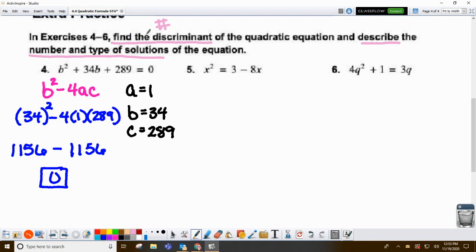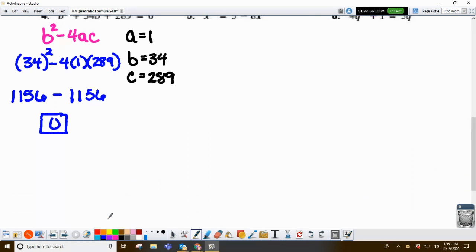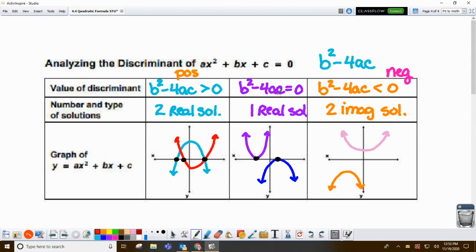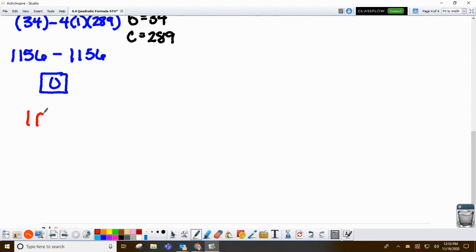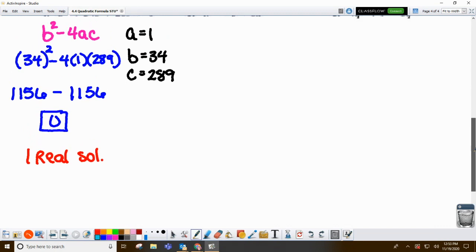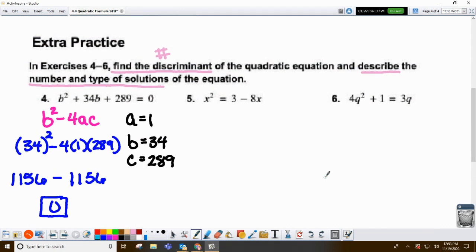That's finding the discriminant. So what does that tell me? How many and what type of solutions do I have? If you take a look at the chart above, our discriminant is equal to 0, which means I have one real solution. So there is one real solution to this quadratic. And you could check that by graphing, and you should see the graph just bouncing off of the x-axis. Okay, try the other two for me and then come back and check.